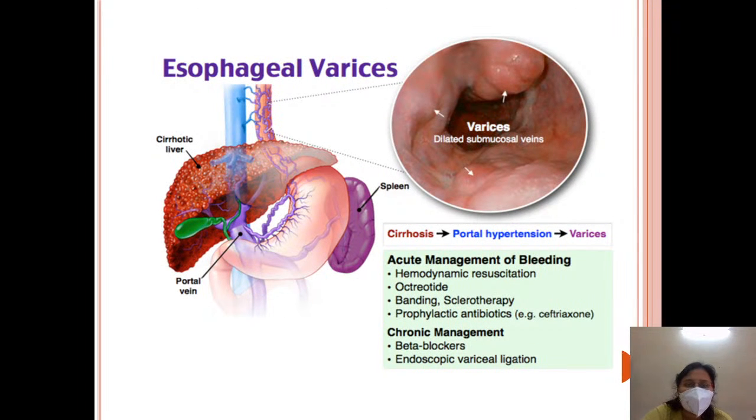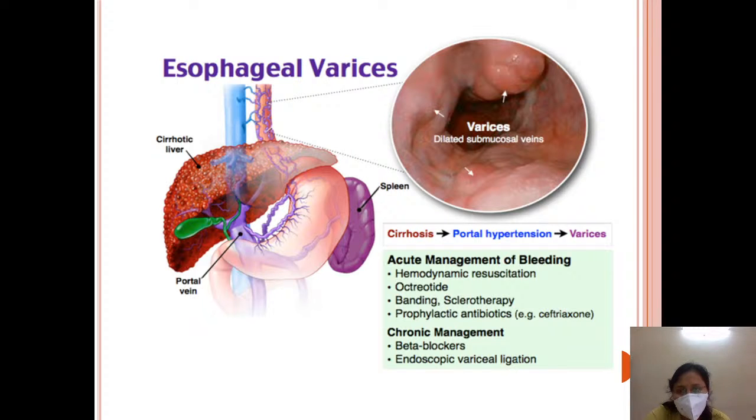In this, we can see esophageal varices. We can see the cirrhotic liver and the dilatation of portal vein and the spleen. Cirrhosis will cause the portal hypertension, which will in turn lead to varices. Varices is nothing but anastomosis of vessels. We can see varices which are present in the dilated submucosal veins.